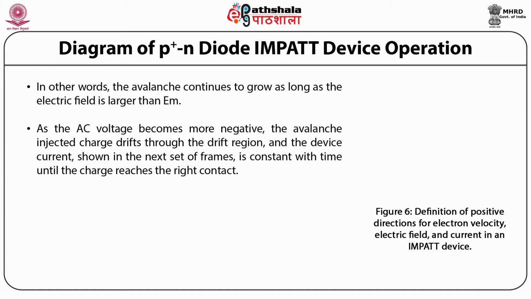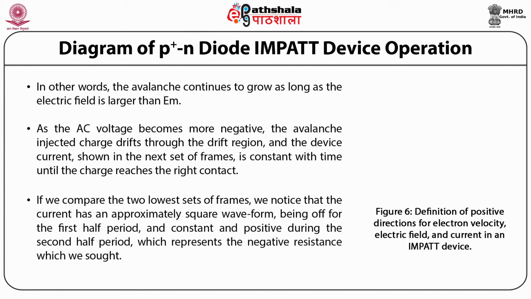So students, if we compare the two lowest set of frames, we notice that the current has an approximately square waveform, being off for the first half period and constant and positive during the second half period, which represents the negative resistance which we sought.